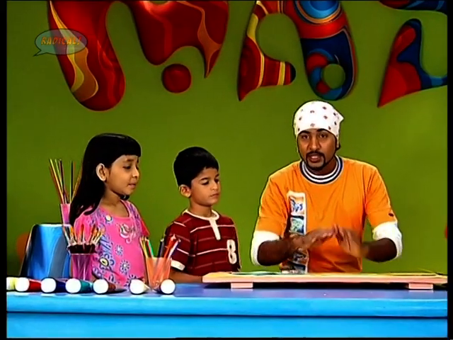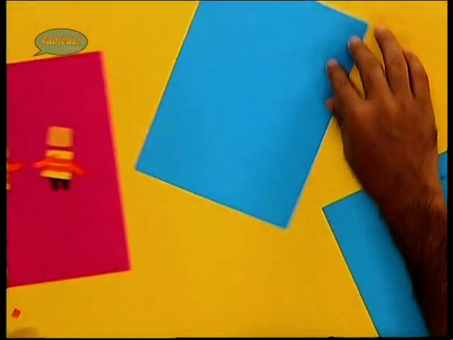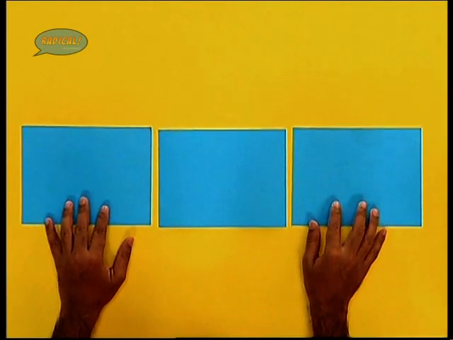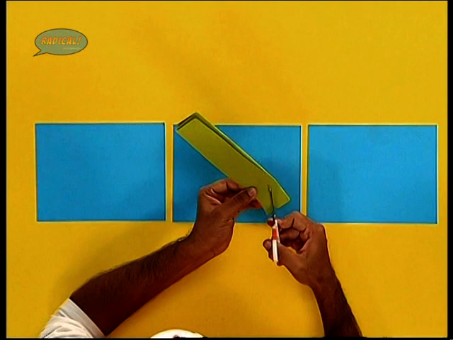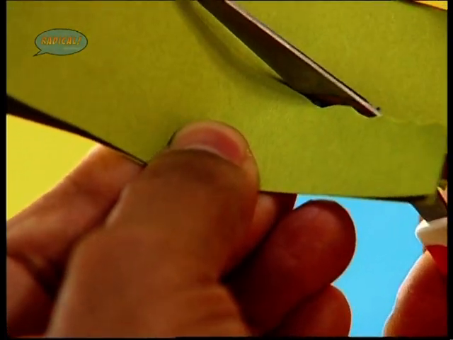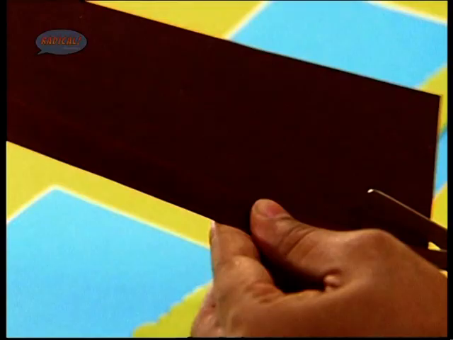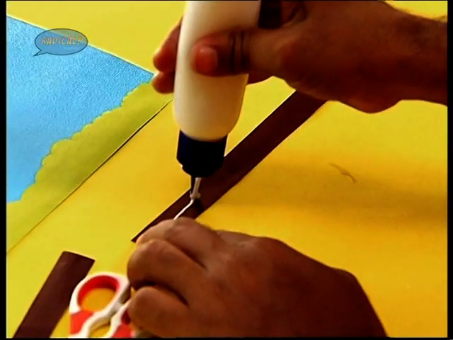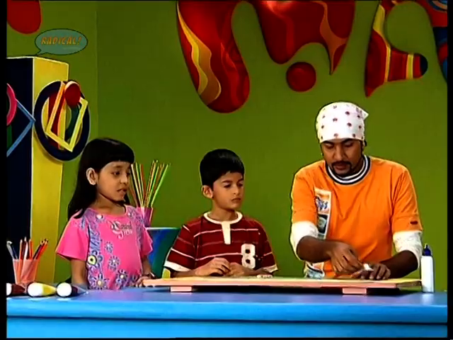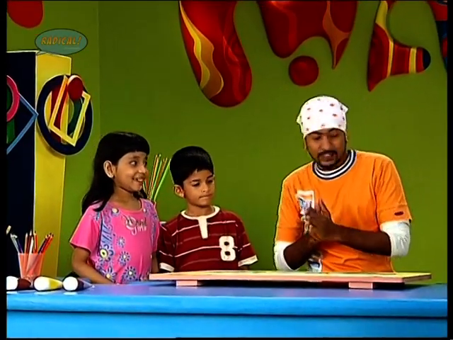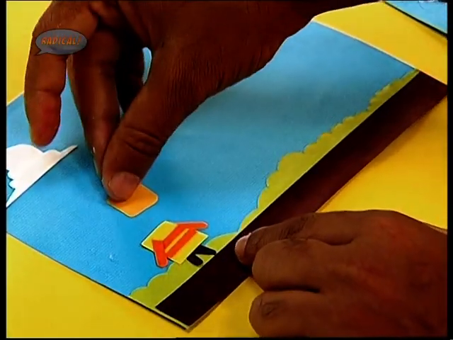Since we need to make the sky in the background, first let's take our blue chart paper. We've got three frames in front of us. Now I take some green color chart paper and cut out the shape of grass. So we have our grass in place. Now we take a bit of brown and use it to make the road. I've cut out some clouds. And what comes next? Our character. That's right. And so we have our first frame.